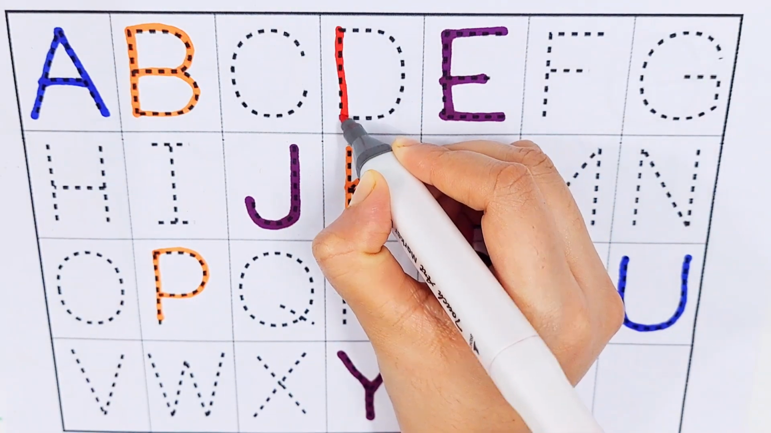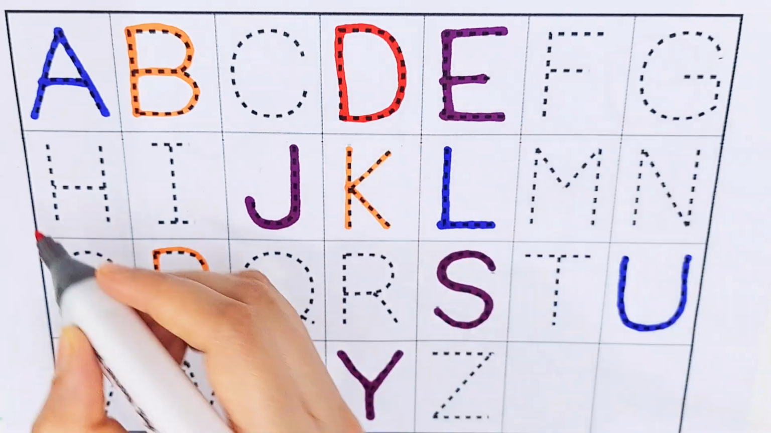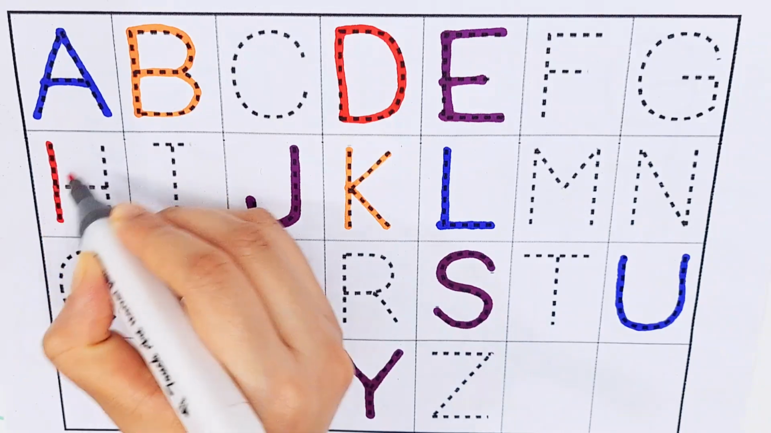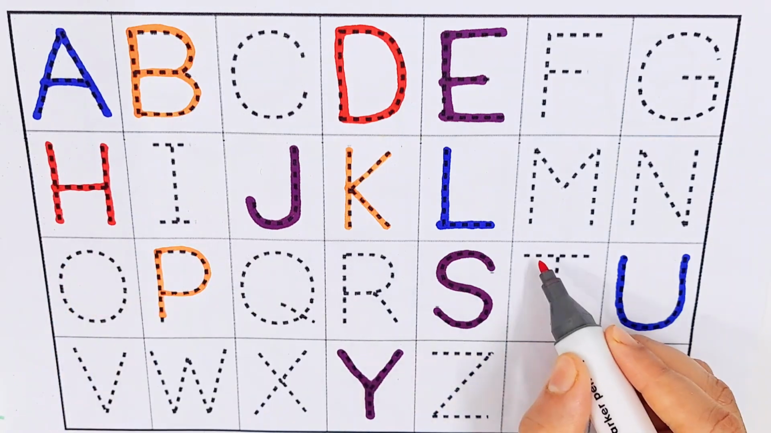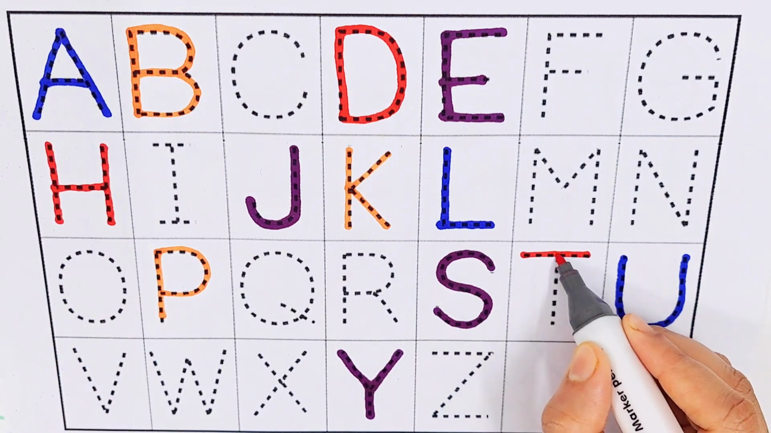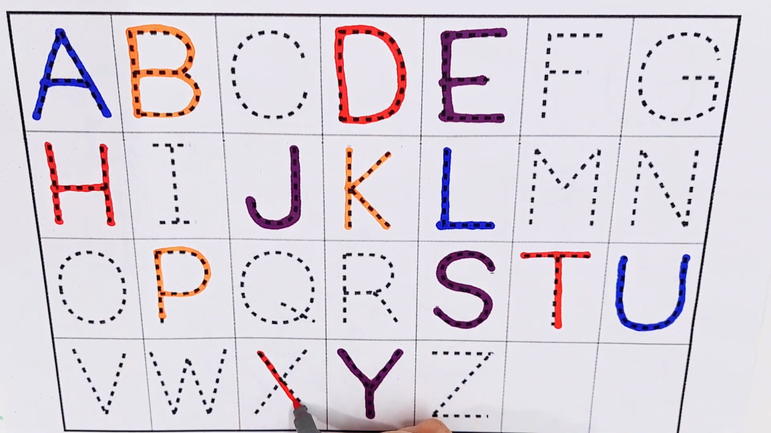Red color. D for doll. H for house. T for toy. X for xylophone.